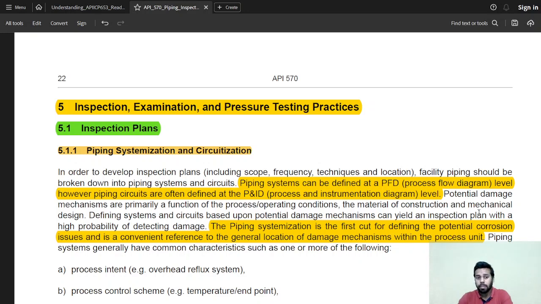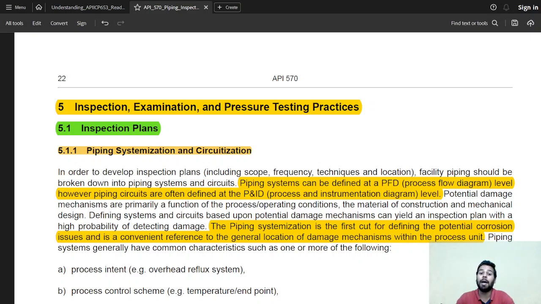In order to develop the inspection plan, including scope, frequency, techniques and location, facility piping should be broken down into multiple piping systems and piping circuits. Piping systems can be defined at a process flow diagram level or a P&ID level, that is piping and instrumentation diagram level, but in most cases the piping circuits are going to be defined by P&ID diagrams.